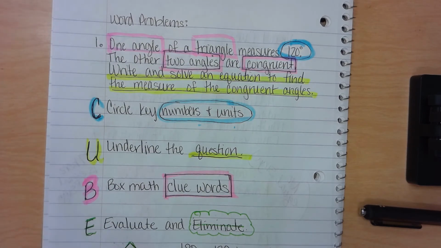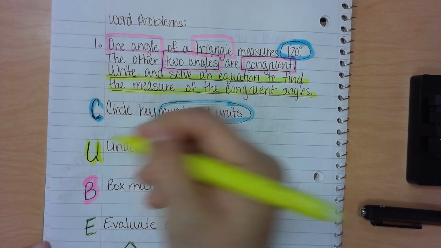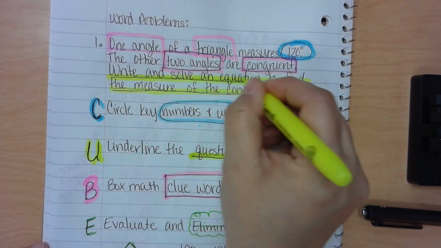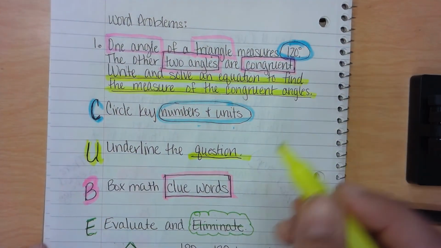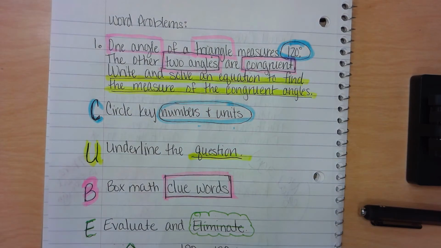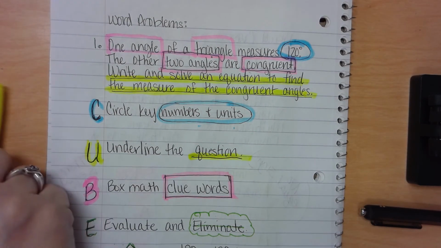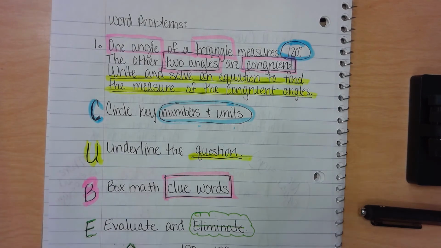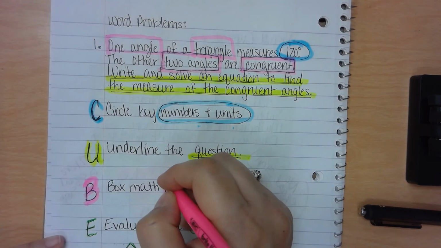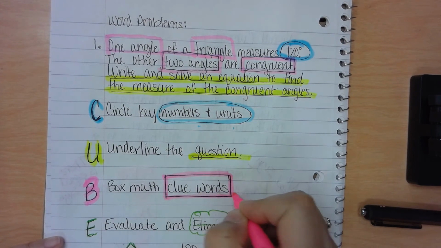And then I'm going to underline my question, the entire question, or highlight it, because you want to make a point of having that be your focus and your final step. Then you're going to box in clue words. Clue words are any words that help you to build the equation.